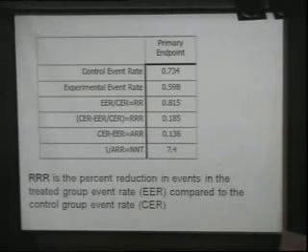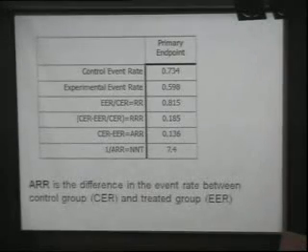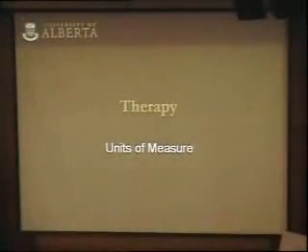So these are the numbers that we had, and the relative risk reduction is the percent reduction in the events comparing the two. So that's here. And then we talked about the absolute to reinforce that. And now I want to move on to units of measure.